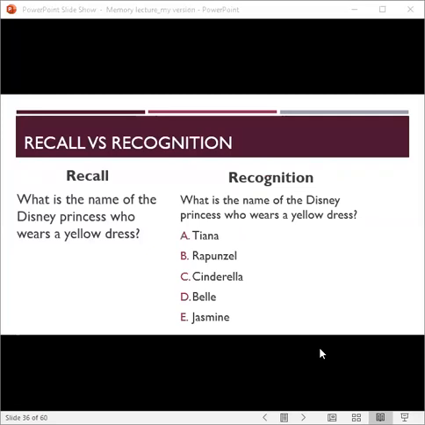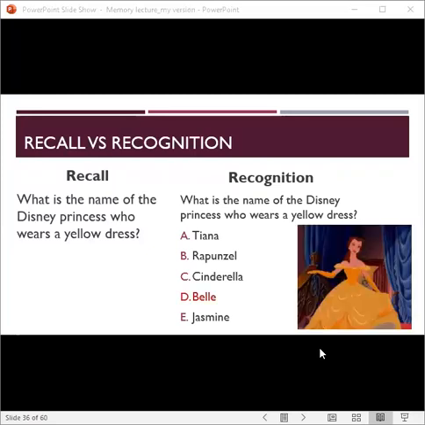Here, I'm now giving you choices, so you don't have to pull the name out anymore. You know it's one of those 5 options listed here. And in case you're wondering, the answer is indeed Belle.